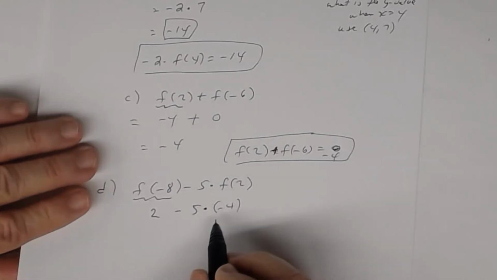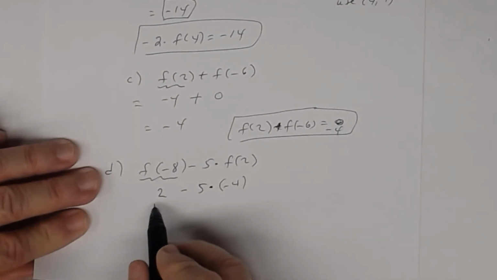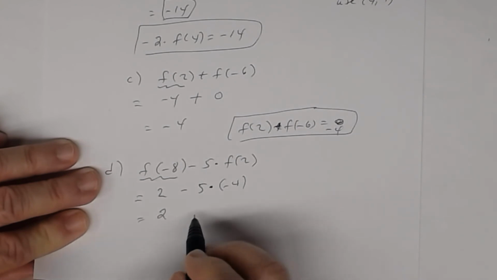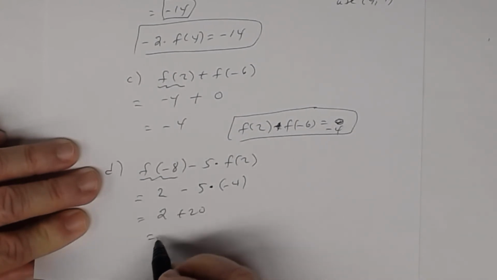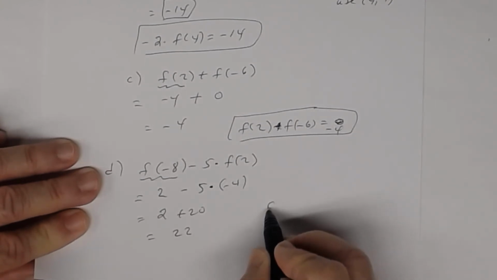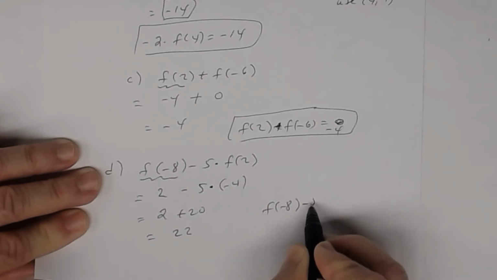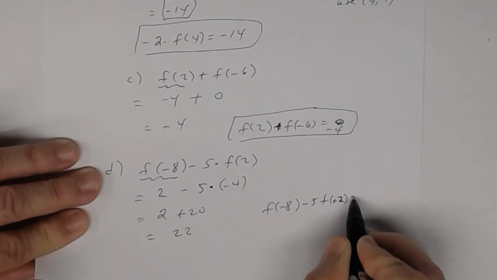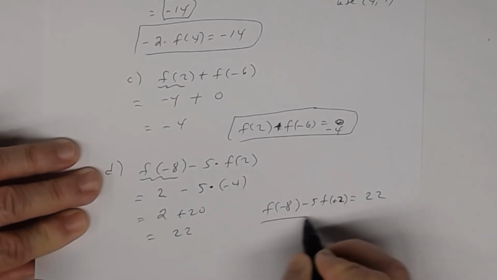Notice I'm putting this in parentheses. And so this simplifies to 2 plus a negative 5 times a negative 4, which is a positive 20. And so I get 22. So f of negative 8 minus 5 times f of 2 equals 22.